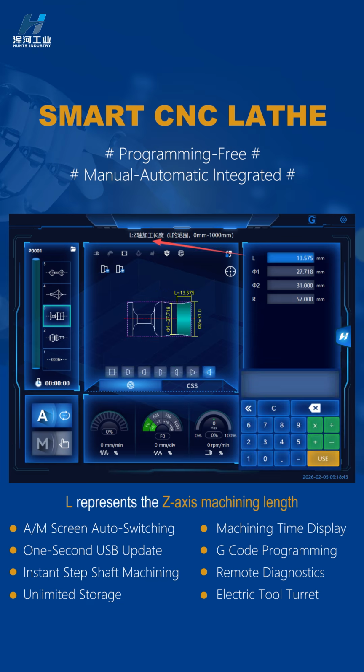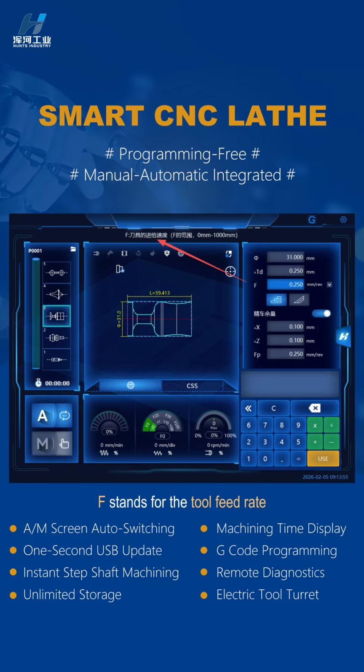L represents the z-axis machining length. R stands for the radius of an arc. Phi 1 stands for the left diameter of the bar. Phi 2 stands for the right diameter of the bar. F stands for the tool feed rate. TD stands for the single feed rate in diameter mode.